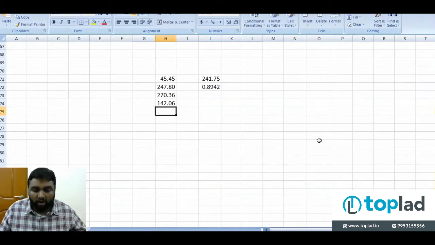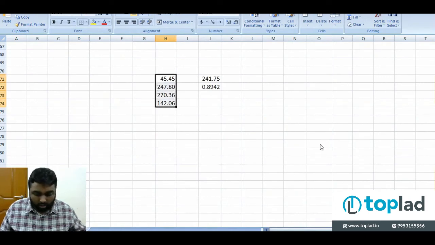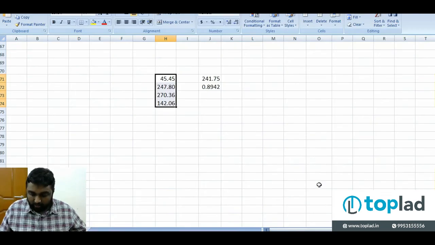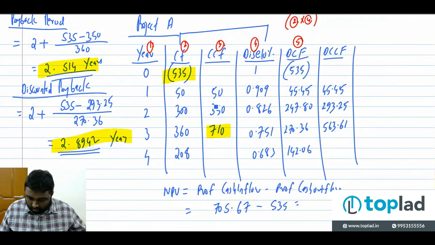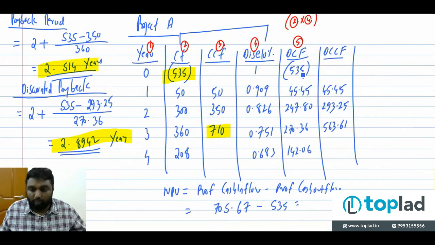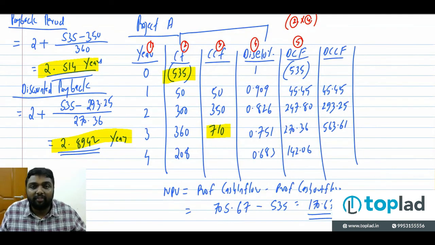208 into 0.683 is 142.06. So we have to add the total of all the positives. The total of all the positives is 705.67. 705.67 minus 535, you will get 170.67. That is the NPV.